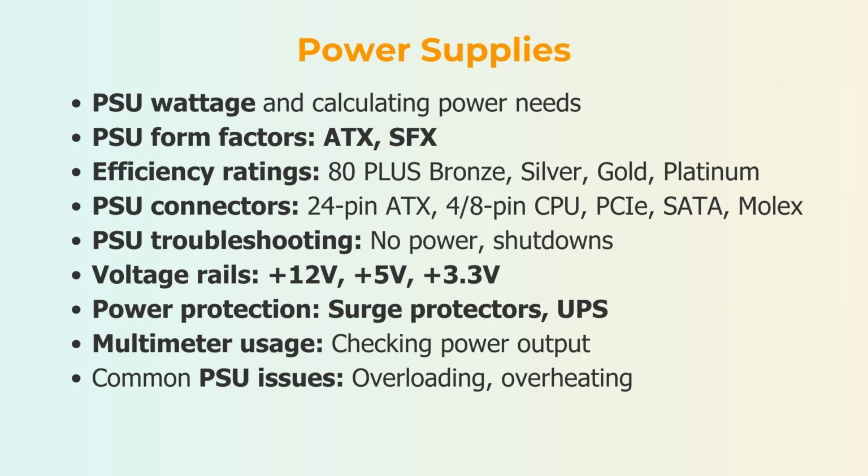Troubleshooting power issues is a key skill for the Core 1 exam. If your computer won't power on or shuts down randomly, it could be due to a faulty PSU. Using a multimeter to check the voltage rails, plus 12 volts, plus 5 volts, and plus 3.3 volts, can help you identify power problems. Additionally, protecting your system with surge protectors or a UPS, uninterruptible power supply, is essential to prevent damage from power surges or outages.